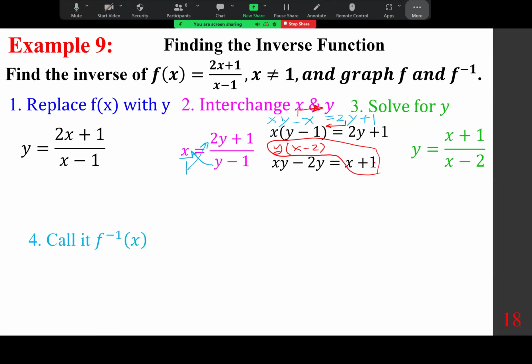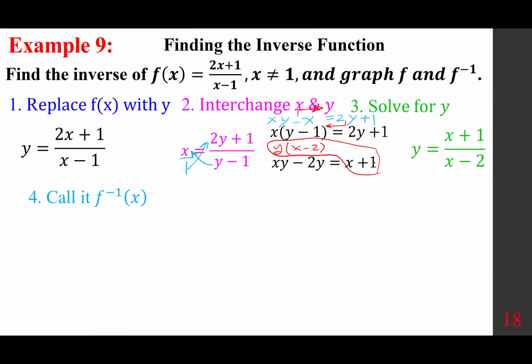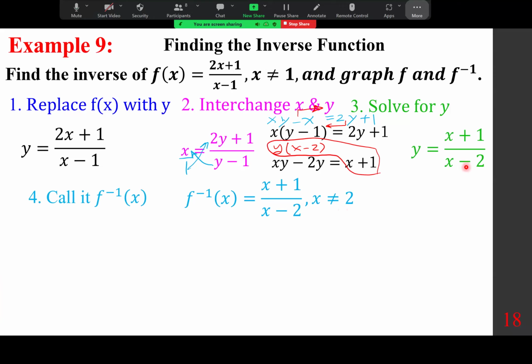Call it f inverse, so change the name to f inverse. F inverse of x becomes x plus 1 over x minus 2. Needless to say, x cannot be 2, everybody. In other words, right here, we should know the domain for f, x can't be 1. That would be the range for f inverse. That means y can't be 1 for this one. The domain for f inverse, x can't be 2. That means the range for f, y can't be 2.